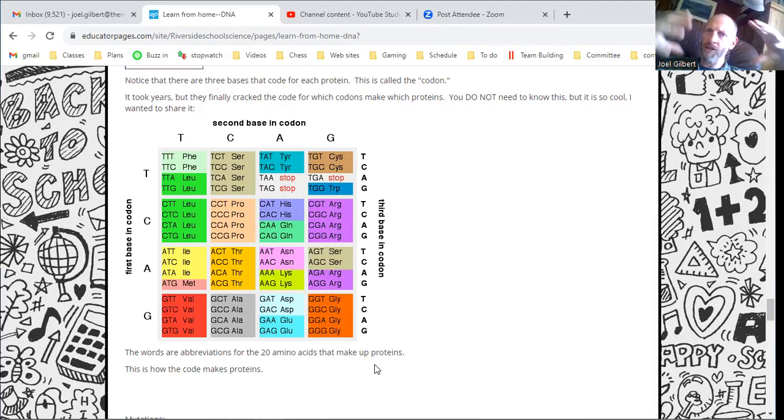Some mutations, some changes in the A's, T's, C's, and G's, and now you have a slightly different shaped protein, or maybe the protein doesn't work at all. And that slightly different one could be more effective, it could be less effective. It depends on the environment.